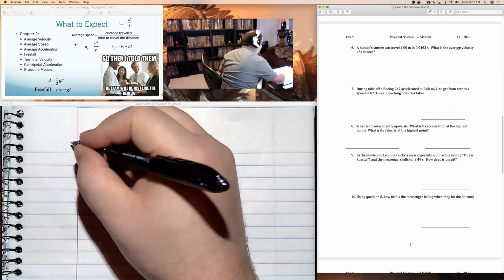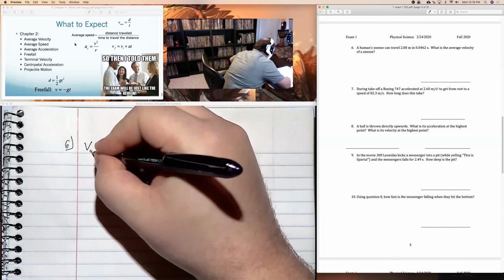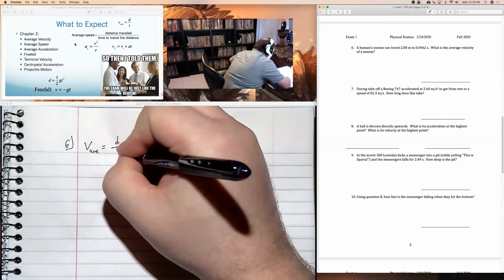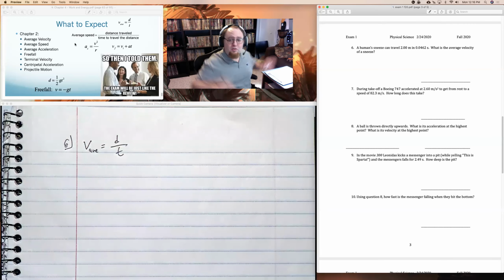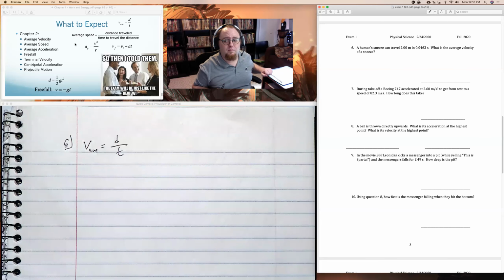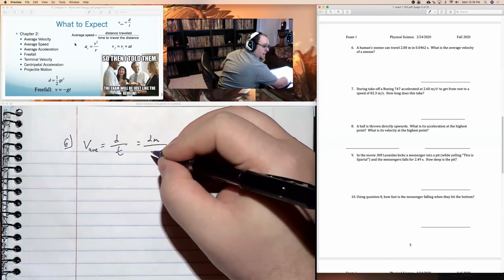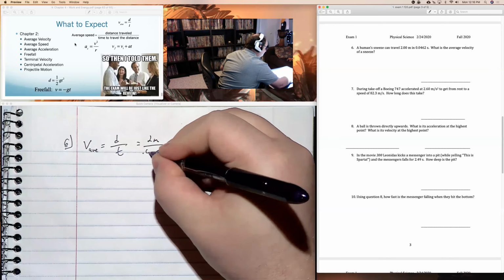Problem 6 said a human sneeze can travel 2 meters in 0.0462 seconds. What's the average velocity? Well, average velocity, v average, is displacement over time. Right there, that's 3 points out of 5, just for that. And I'll say the distance was 2 meters, and the time was 0.0462 seconds.